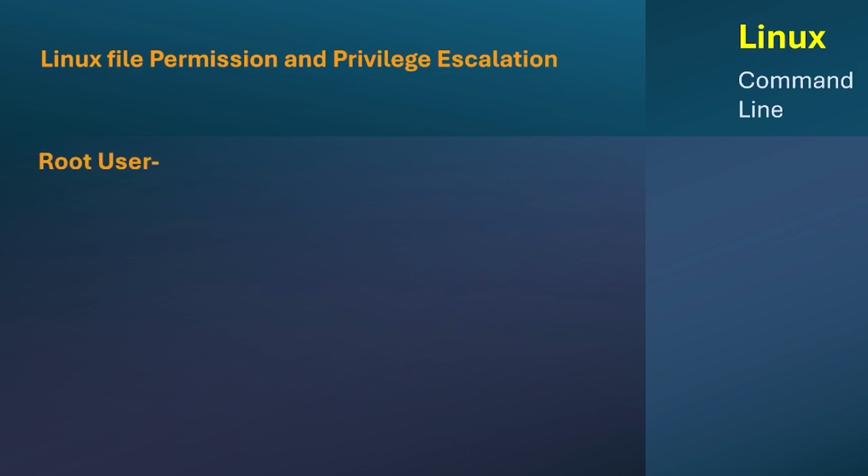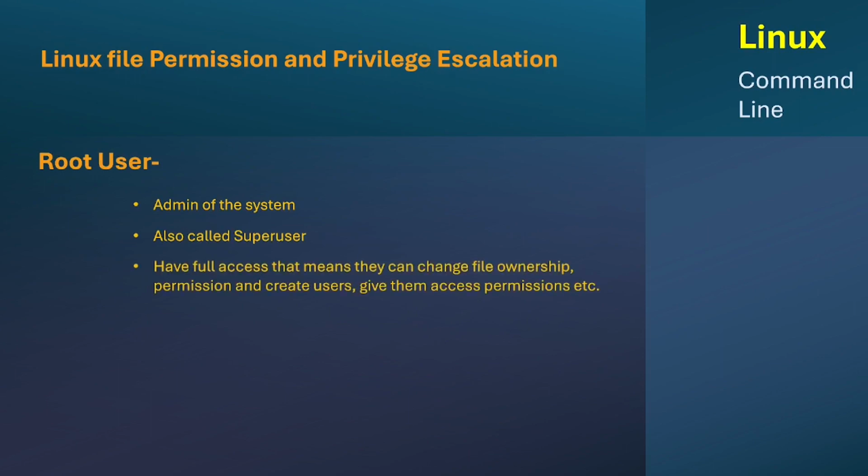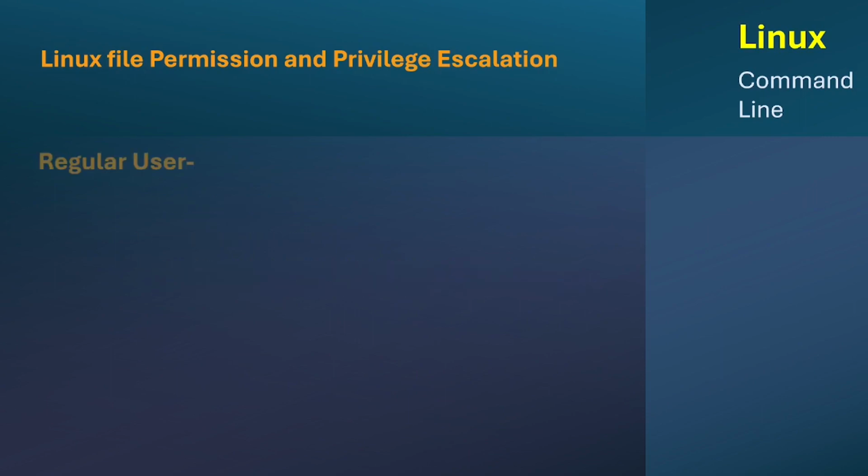Let's get back to our discussion. Root user is the admin of the system. They are also called superuser sometimes. Root user has access to all system files. They can change ownership of a file, create users, and change permissions associated with a user. To use Linux commands, the regular user needs to have permission to execute the binary files associated with the command. Additionally, the user needs to have permission to execute a command in the relevant directory. This makes Linux more secure and harder to exploit.